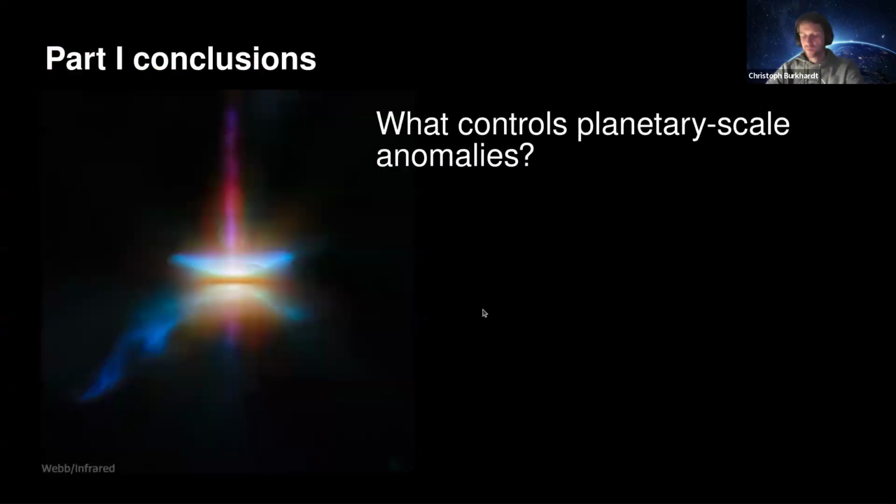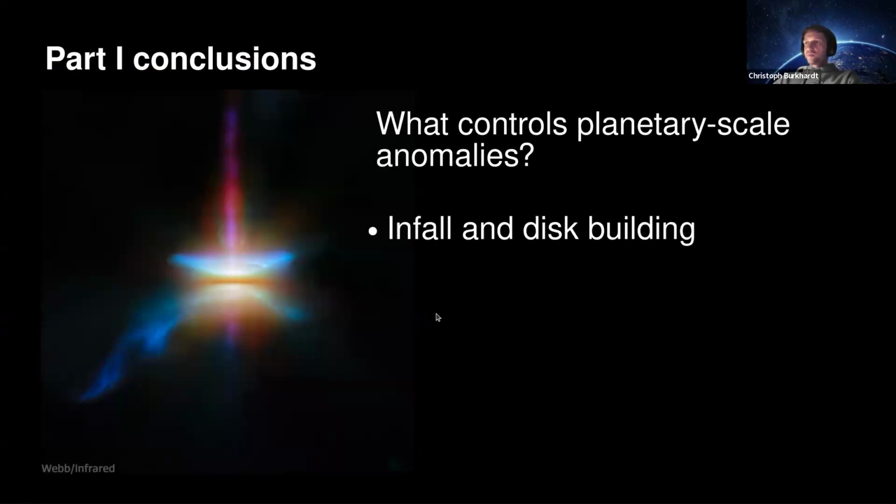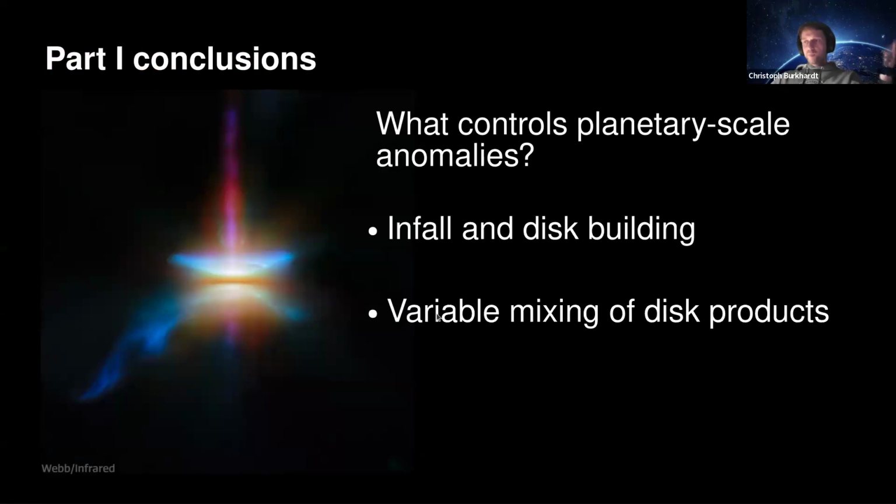Okay, that concludes part one. So what controls planetary scale anomalies? It's infall and disk building and variable mixing of disk products. So controls, CIs, and the matrix.